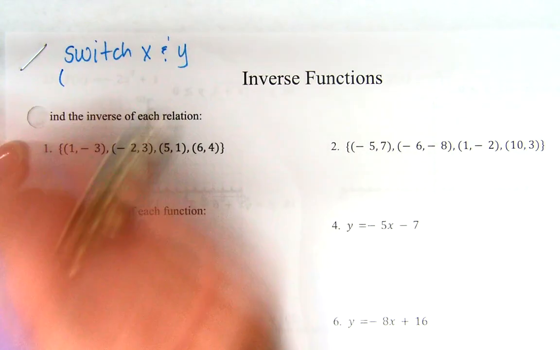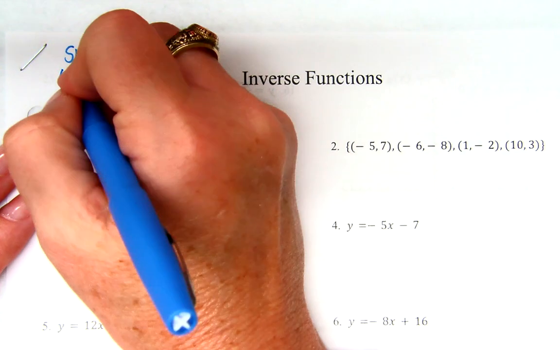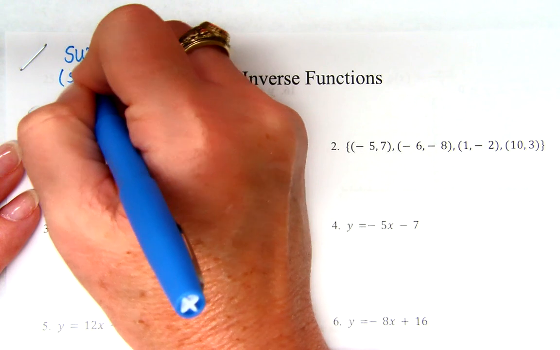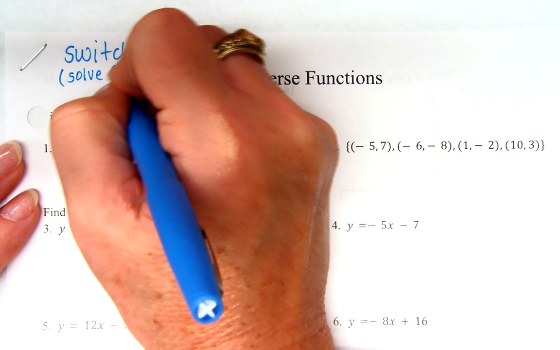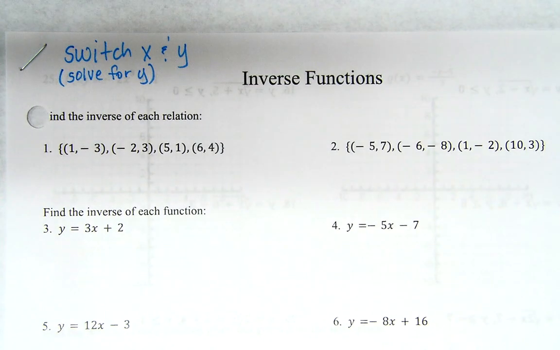Now, you're always going to switch x and y. Sometimes, well, actually most of the time, then you'll have to solve for y. But if you can remember to switch x and y, you're going to remember to solve for y. So to find the inverse of a function, you switch x and y. Got it?